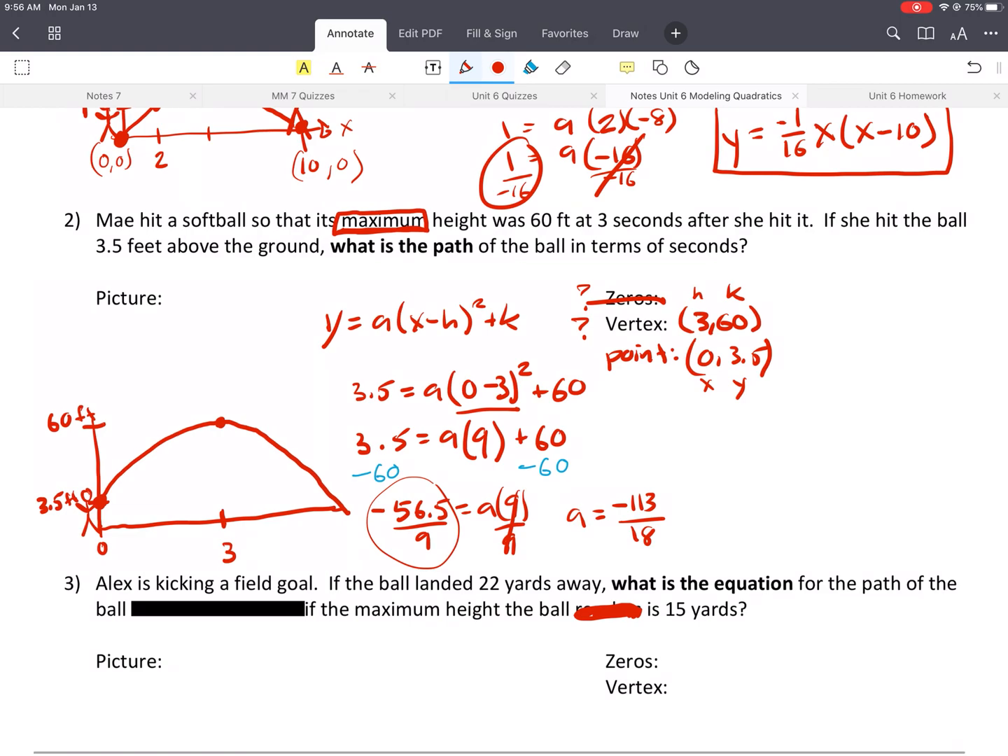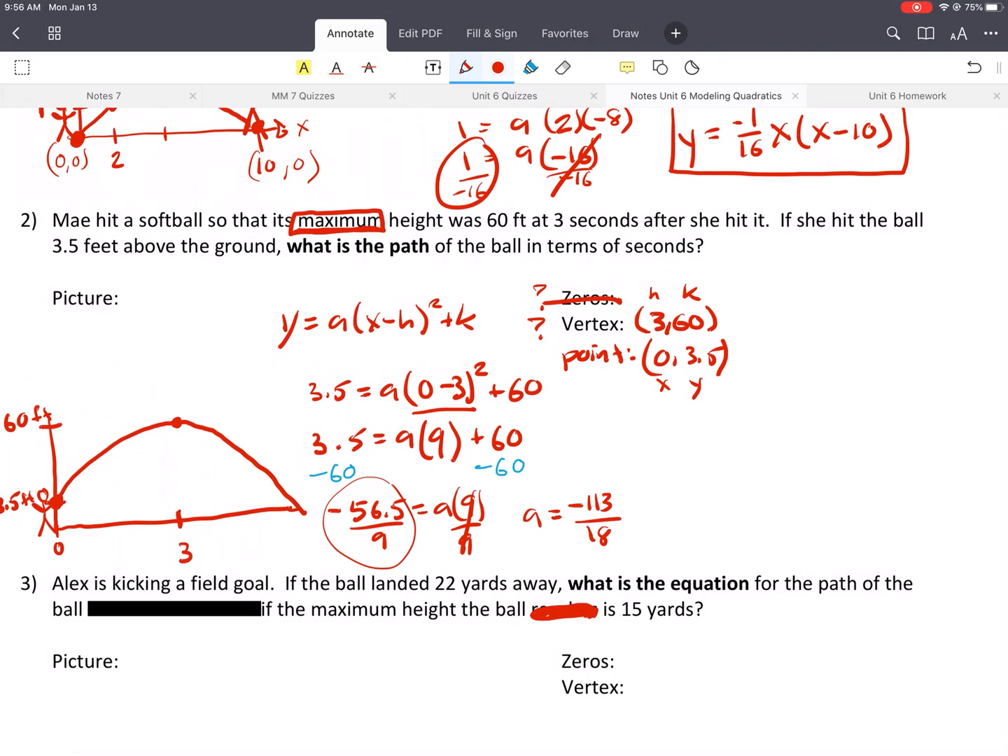Okay, so we get our a. We have our a, h, and k. So our equation will be y equals -113/18 (x minus 3) squared plus 60.